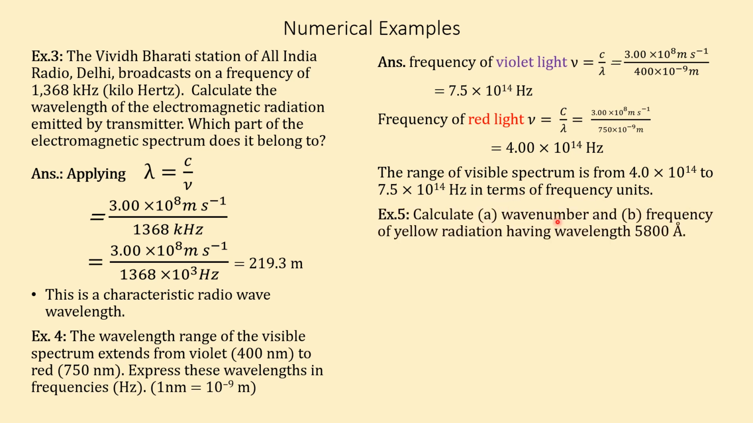Next question. Calculate the wave number and frequency of yellow radiation having wavelength 5800 Angstroms.